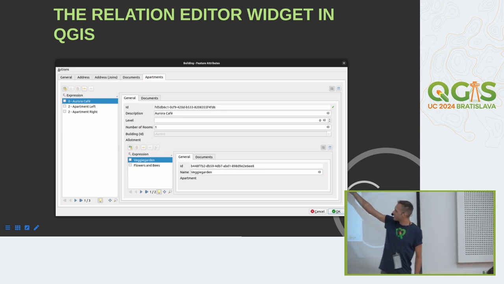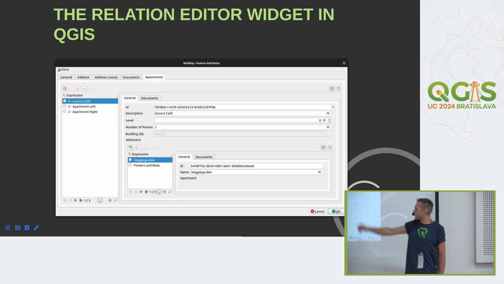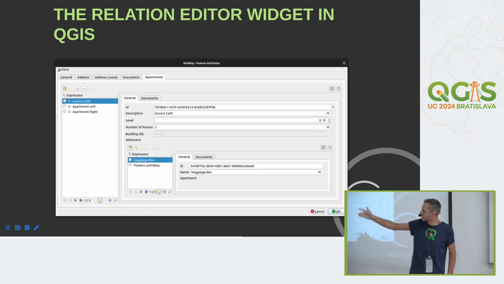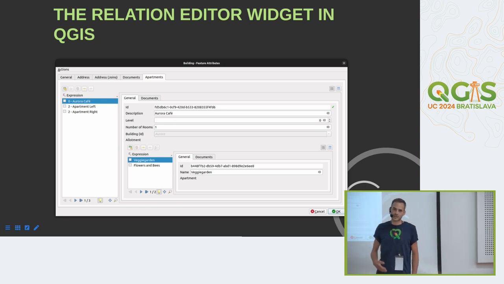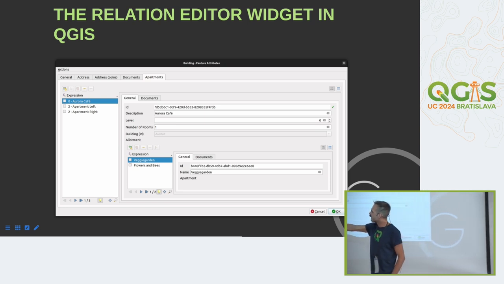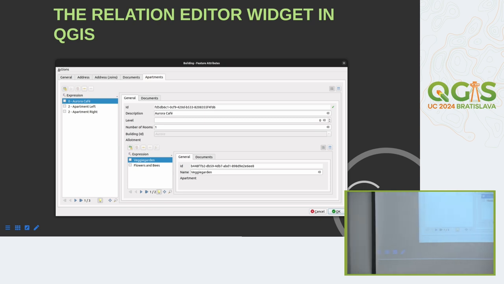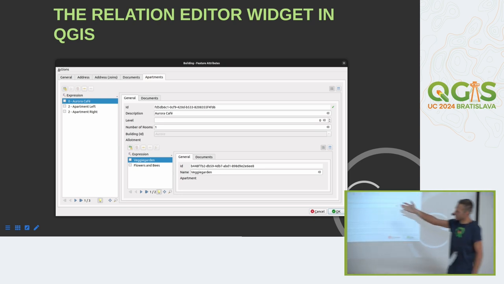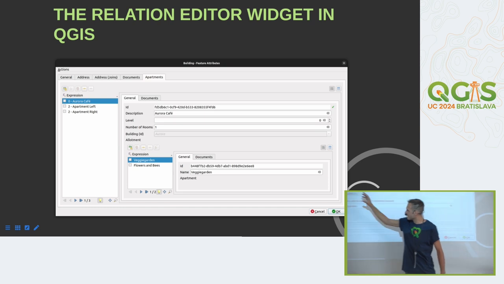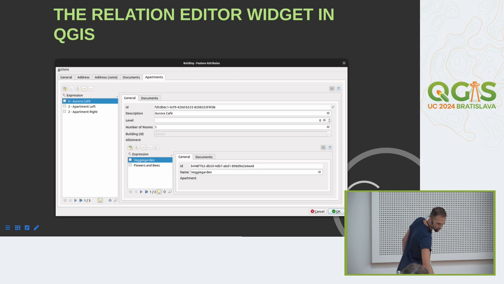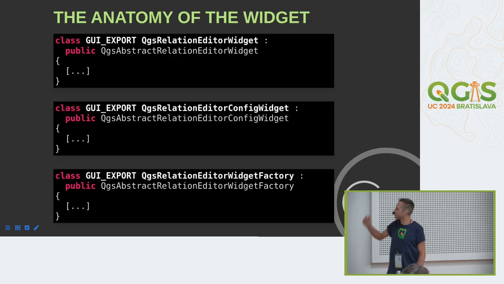This here is an attribute form from a feature building, and a building has a relation to multiple apartments. So these are the children objects, and they are this here. What we see here, this part is the Relation Editor widget with a list of the single apartments. And then you have here the form, and here we even have another Relation Editor widget in the form.